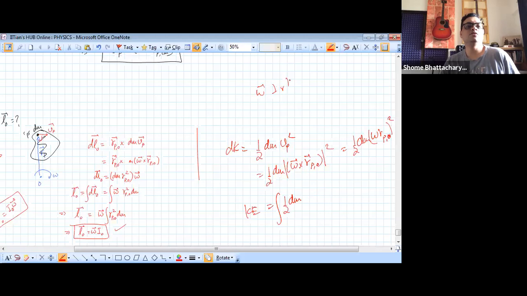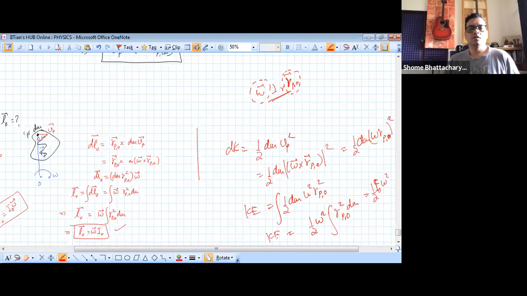Omega is always perpendicular to r of P with respect to it, because this is defined as the position with respect to the axis. So it has to be perpendicular to the axis, and this is along the axis. So this is a radial vector, this is an axial vector, so they have to be perpendicular. So we end up integrating omega square r perpendicular square. That is again the same, half omega square into integration of r square dm with respect to that. So that is nothing but moment of inertia about it. So this is your kinetic energy.